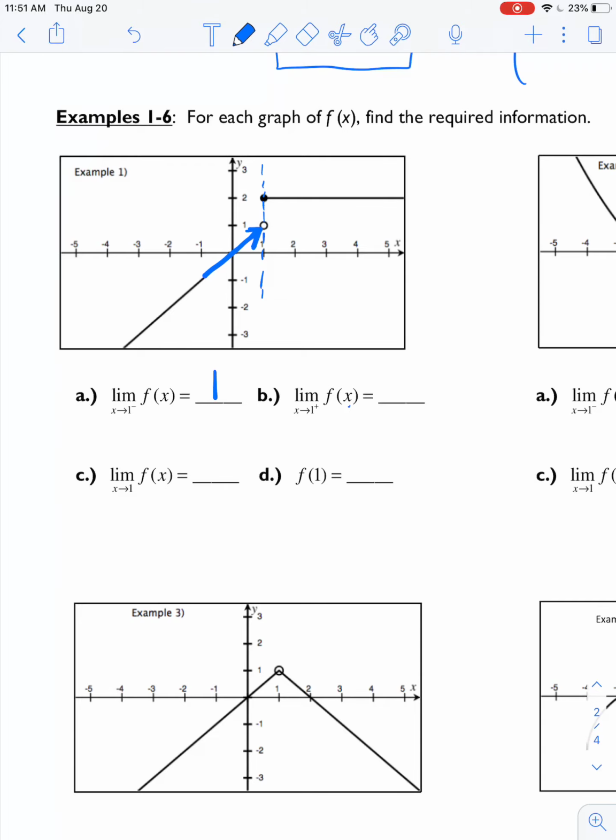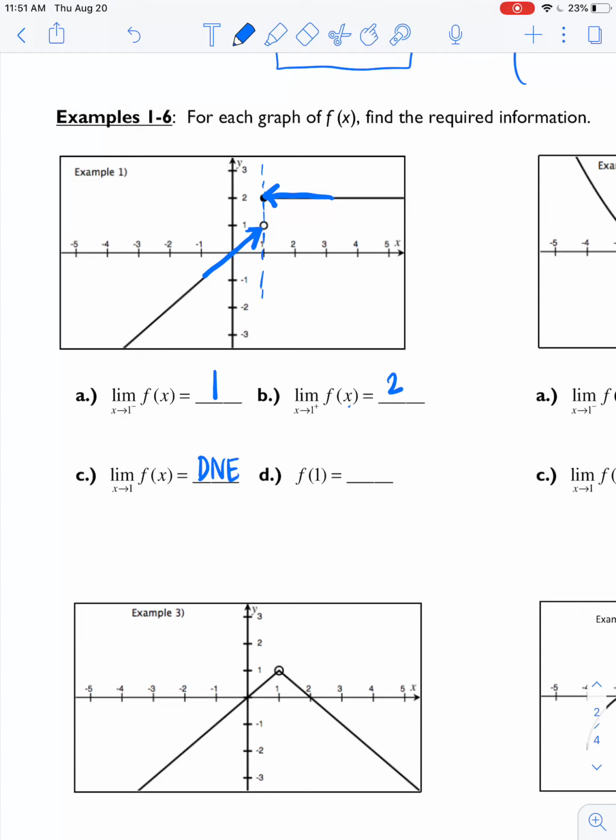For B, it's looking for x approaching 1 from the right, so I'm going to go on the right piece and move towards x equals 1. That y value is approaching 2. Since the left and the right values aren't the same, so A and B are not the same, I would say the limit as x approaches 1 does not exist.